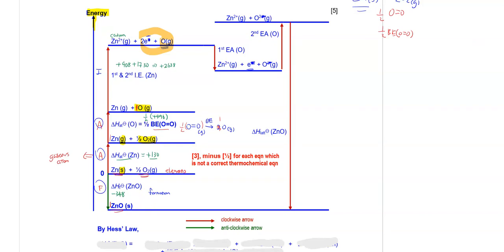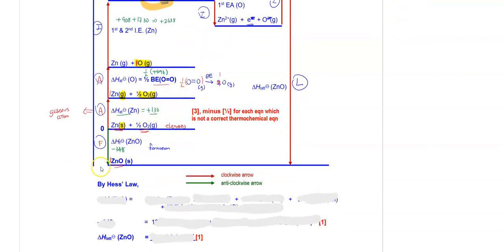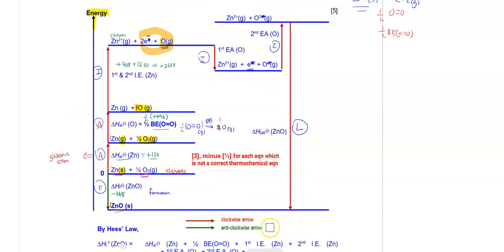F, A, I, this is also I, your EA is also forming ions, and last but not least, lattice energy, L. Alright, so apply your Hess law. Formation, which is F, the only anti-clockwise arrow, will be equal to your atomization, plus the ionization energies: first IE, second IE, first EA, second EA, and then plus the L. Okay, so similar to tutorial what we do.